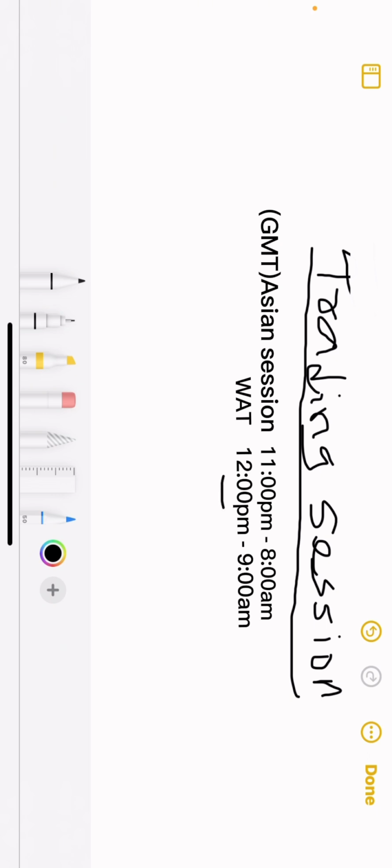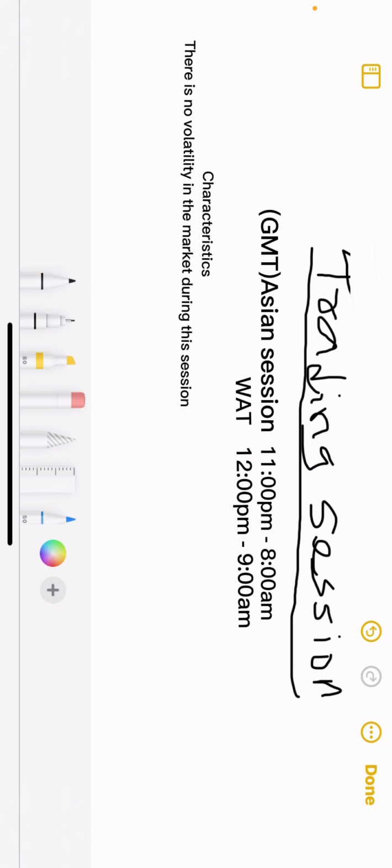During this Asian session, the market is not volatile. There's no volume in the market. A lot of traders have left the market, and if you check during that time, the market is so slow. There is not much momentum, there is not much movement. But you can trade the Asian session. Do you understand? You can trade the Asian session.